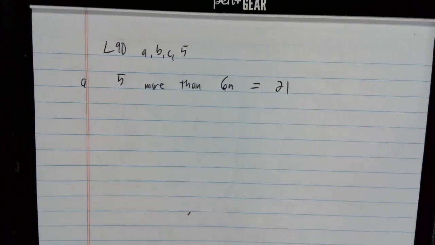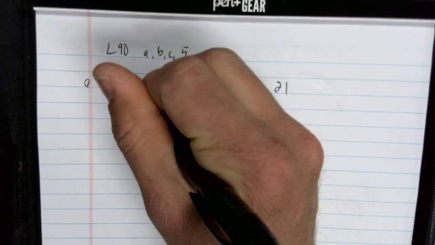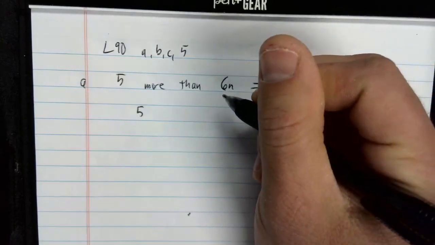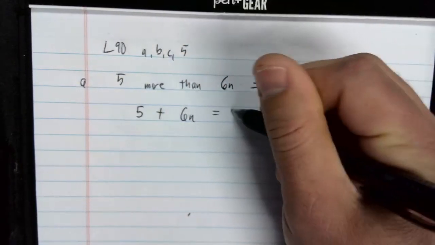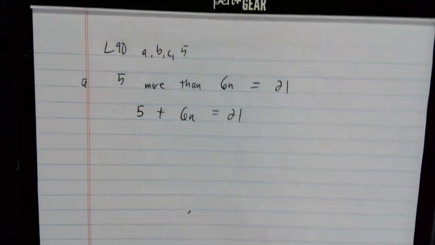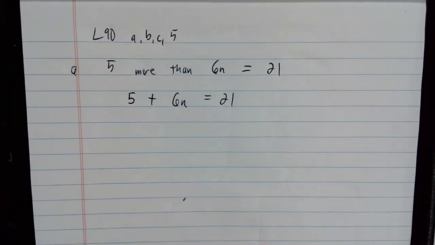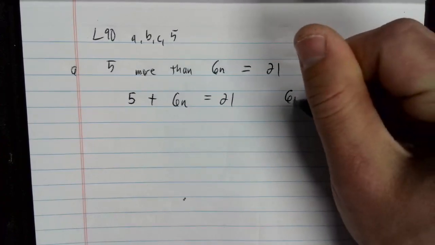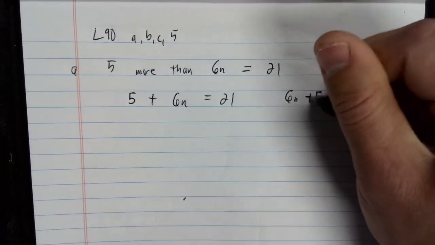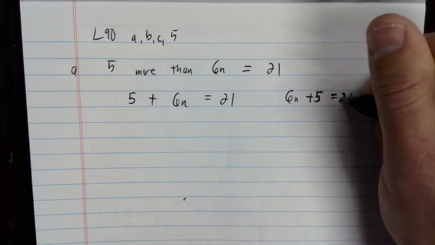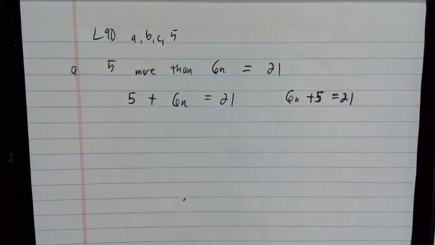So now let's take it one step further. Instead of more than, we can put 5. What does more than tell us to do? Add. 5 plus 6n equals 21. But to stay consistent with what I've said about less than, it might make more sense to write this as 6n plus 5 equals 21. Now, why are they both okay? Because the commutative property of addition says order doesn't matter.